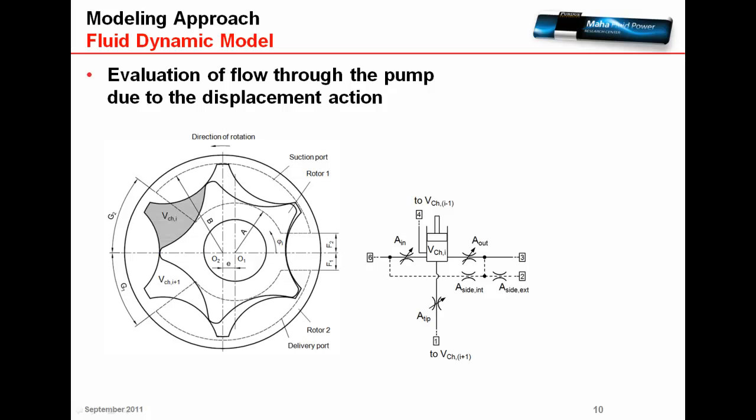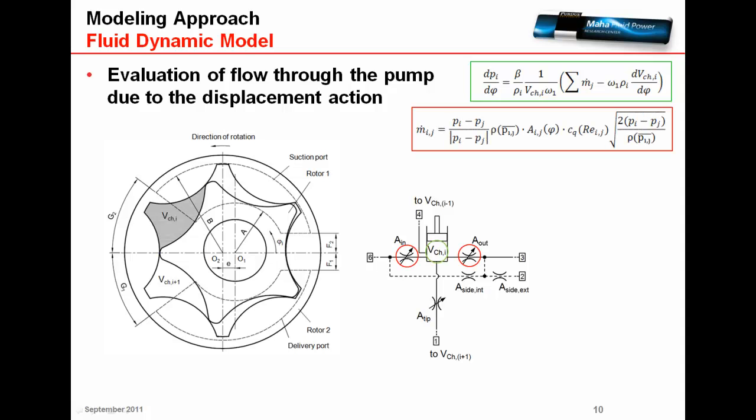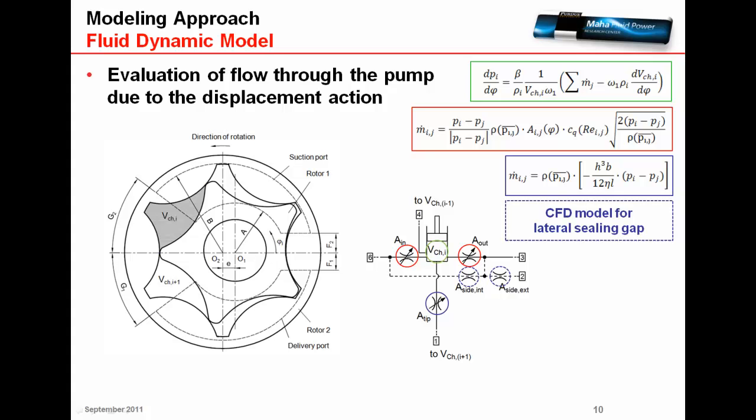Let me now come to the fluid dynamic model. It evaluates the flow through the gearing pump and is the central part of the simulation procedure. After creating the gear profiles, we can consider one displacement chamber as an equivalent piston which is connected to the inlet and delivery ports with equivalent orifices. Additional orifices are considering the internal and external leakage paths. For each chamber, the pressure build-up equation is solved. For the inlet and outlet orifices, the equation for turbulent flow is used. For the leakage paths, the equation for laminar flow is used. Currently, we are working on the CFD model to evaluate the leakage flow in the lateral sealing gaps. It will be explained later.